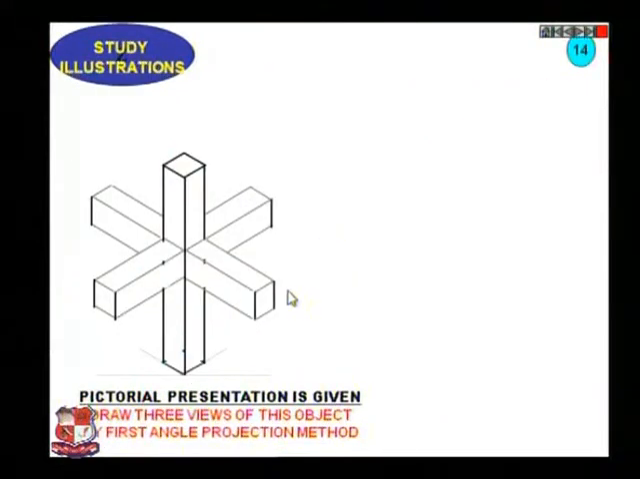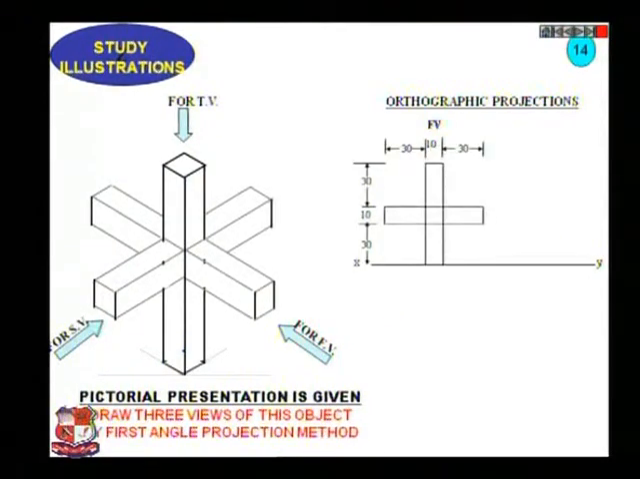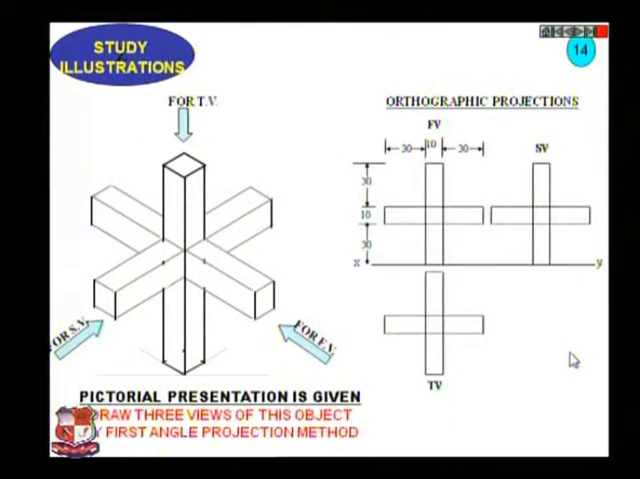Now one very typical problem. This is the problem: how to draw three views of this object. It's very easy. In front view, top view and side view, the orthographic projections would be like this. A plus sign would be there. In front view, a plus sign is there, two rectangles intersecting each other. In top view, two rectangles are there or a plus sign is there. In side view also a plus sign is there.